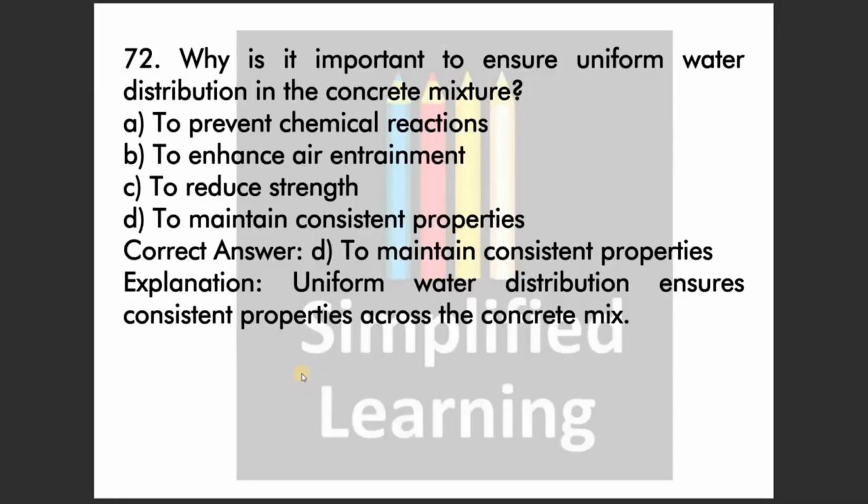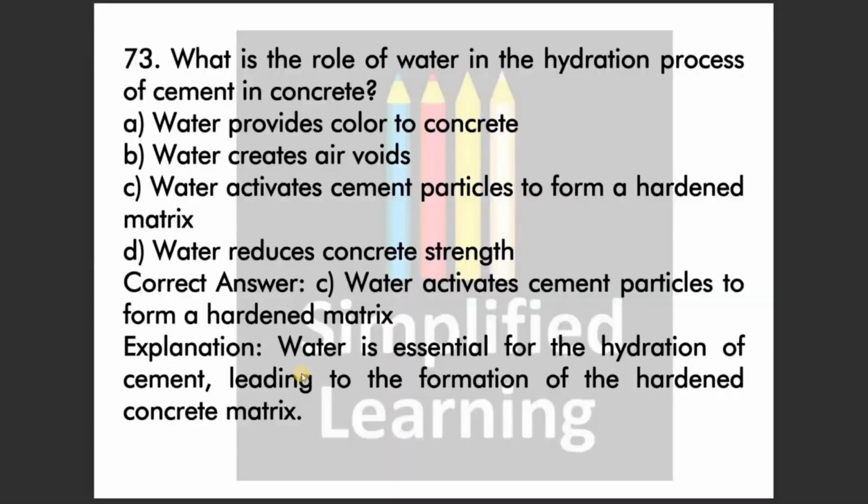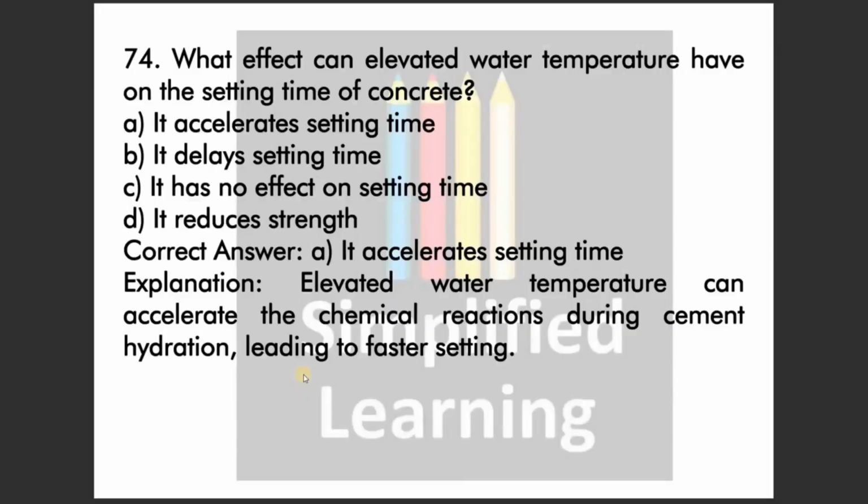Then why is it important to ensure uniform water distribution in the concrete mixture? To maintain consistent properties. Homogeneity is important, right? That's why uniform water distribution is important. Then what is the role of water in the hydration process? Water activates the cement particles. The activity, that is chemical action, is initiated by the water. That's why it is important for hydration of cement.